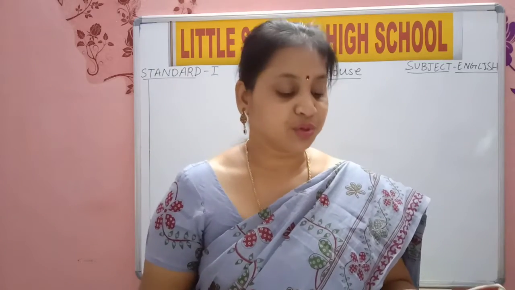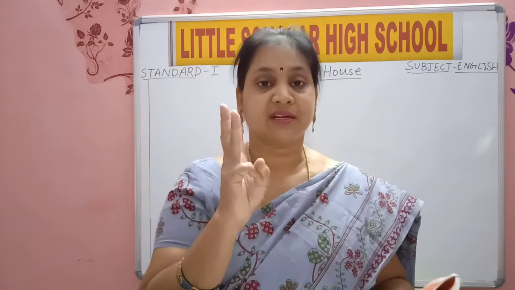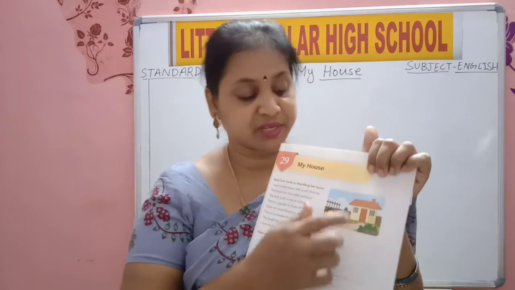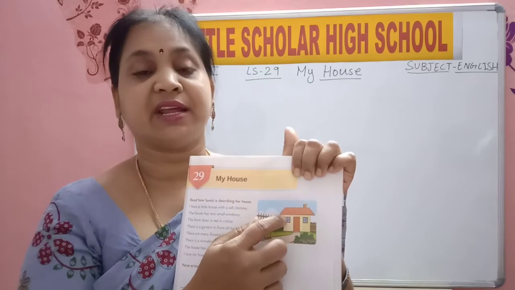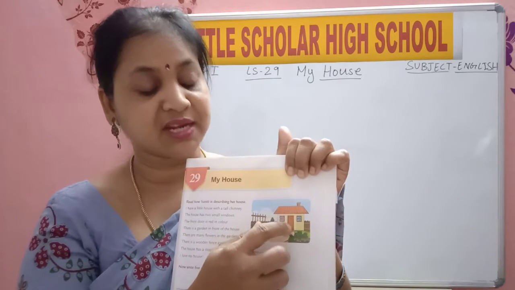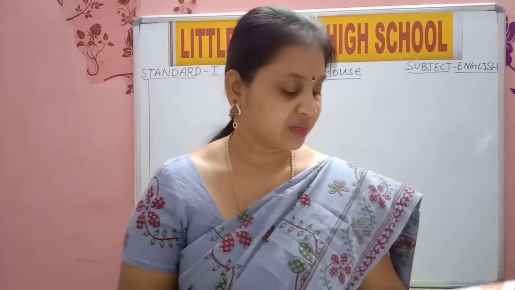The front door is red in color. Third sentence. The front door is red in color. What is the color of the door here? Red color. It has two windows and a red door. The front door is in red color.